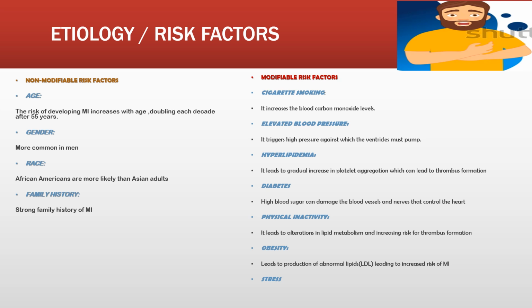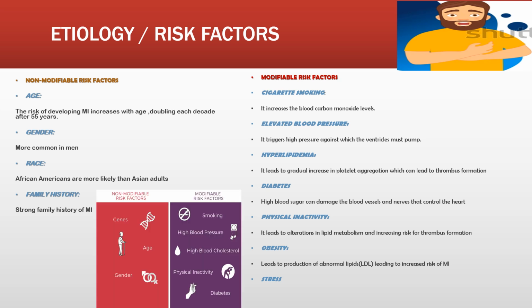What are abnormal lipids? They are the LDL, low density lipoprotein. So they lead to increased risk of MI. And stress has also been found out to be one of the reasons also. So as you can see in the picture, we have some non-modifiable, that is it's already in your genes, your age, your gender, and some modifiable, that is smoking, high blood pressure, high blood cholesterol, physical inactivity, and diabetes.